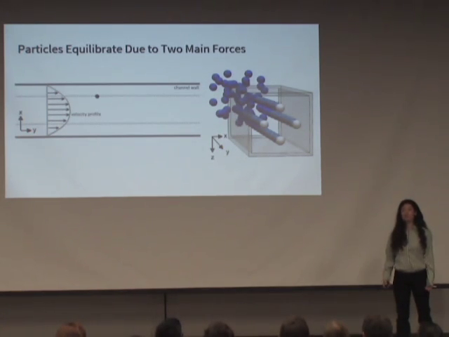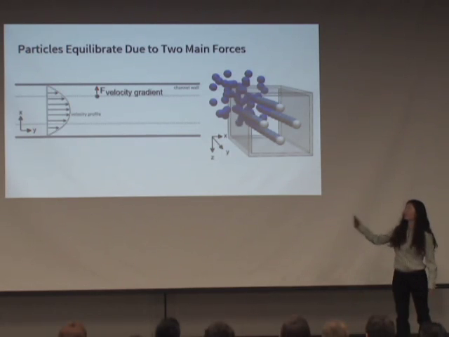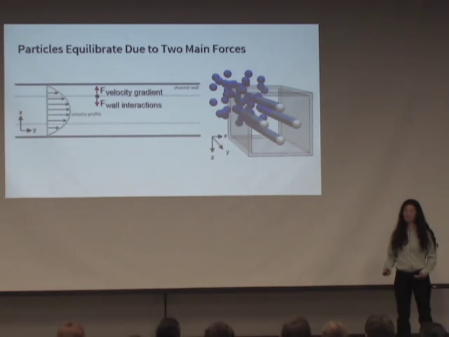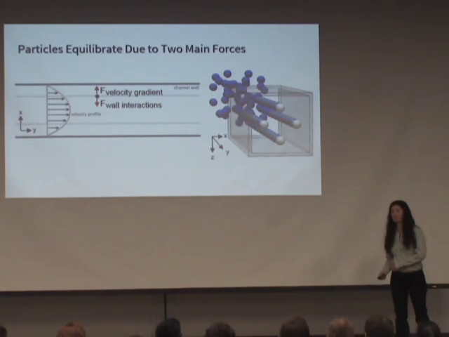Inertial focusing happens as a result of two main forces. The first arises from the difference in velocity. When a fluid moves through a channel, the velocity is highest in the middle and slowest towards the wall. This difference causes the particle to be pushed towards the wall of the channel. And then the force that pushes it towards the center of the channel arises from wall interactions. This happens when the particle flows through and creates a wake, and the wake bounces off the wall and hits the particle, pushing it towards the center again.